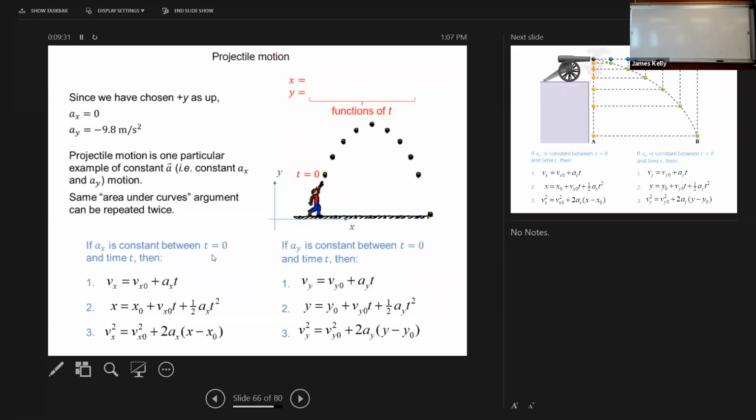So we can repeat the same argument that Giancoli gives in chapter 2. I didn't really give it in class, but it involves either integration if you're in a calculus-based course, or Giancoli probably argues in terms of areas under curves. And this, we can just do twice in a row. If AX is constant, then all three of these follow. That was just chapter 2. But if AY is also constant, these three follow. And the only difference between these equations is that all the X's have turned into Y's in the other one.